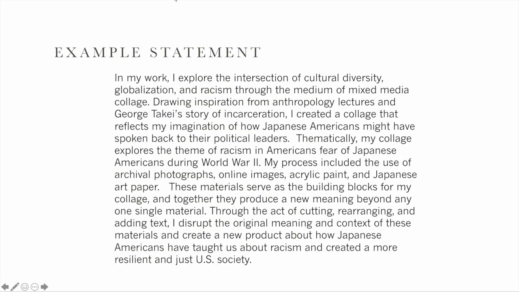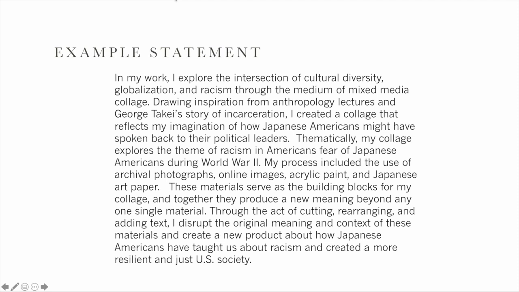So one example, in my assignment, in my collage, I explore the intersection of cultural diversity, globalization, and racism. I explore the intersection of these through the medium of mixed media collage. Drawing inspiration from anthropology lectures and George Takei's story of incarceration, I created a collage that reflects my imagination of how Japanese Americans might have spoken back to their political leaders. Thematically, my collage explores the theme of racism in Americans' fear of Japanese Americans during World War II. My process included the use of archival photographs, online images, acrylic paint, and Japanese art paper.